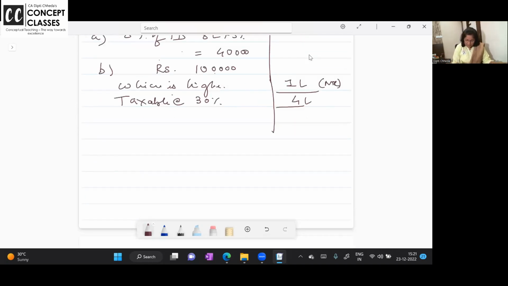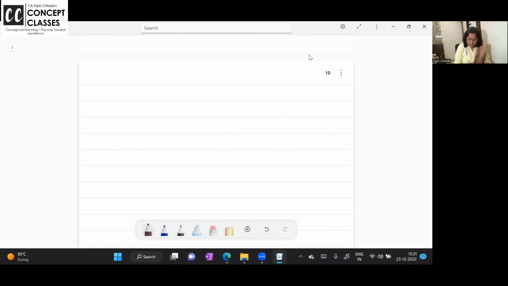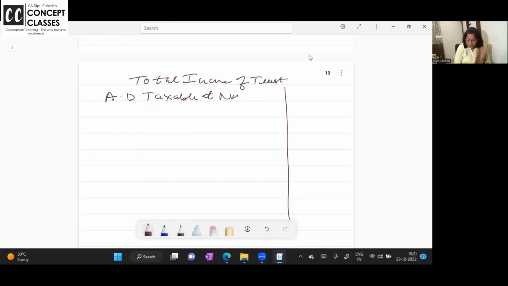Now, what is the income of the trust and how do you calculate that? I'm taking it on the next full page. Now, total income of the trust, one by one. First is anonymous donations, taxable at normal slab rates. How many anonymous donations are taxable at normal slab rates? 1 lakh. What is your other taxable income?